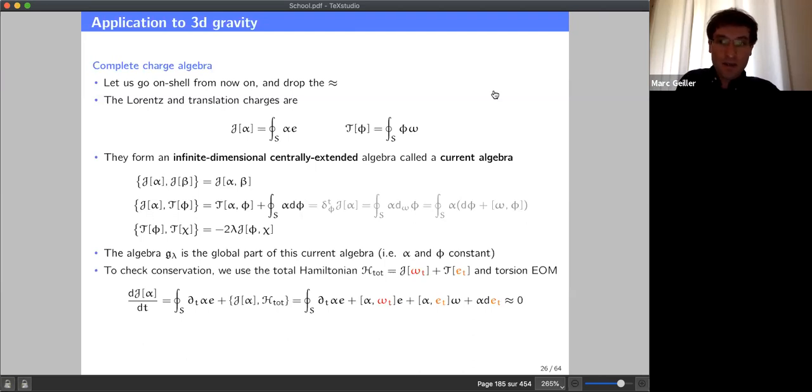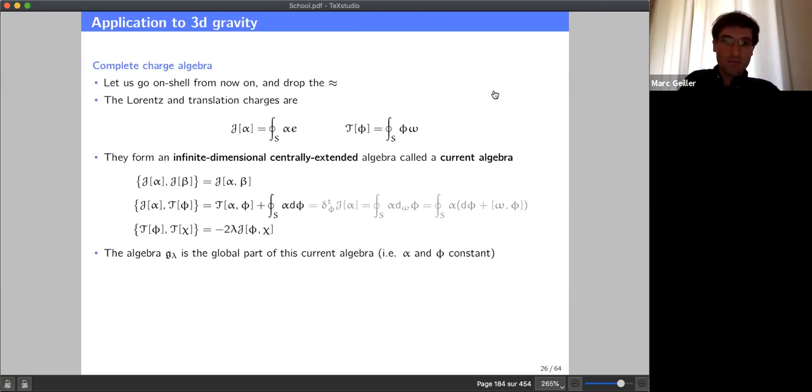Now, again, we will see in a minute another example of this mechanism, where we take an algebra of parameters. Later on, we will take an algebra of vector fields and then compute the corresponding algebra of charges and see again that the algebra of charges is a central extension of the algebra of the vector fields.